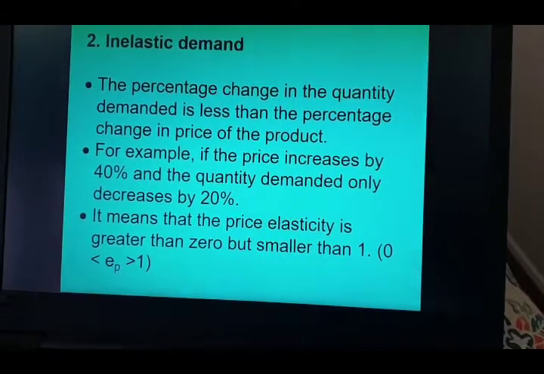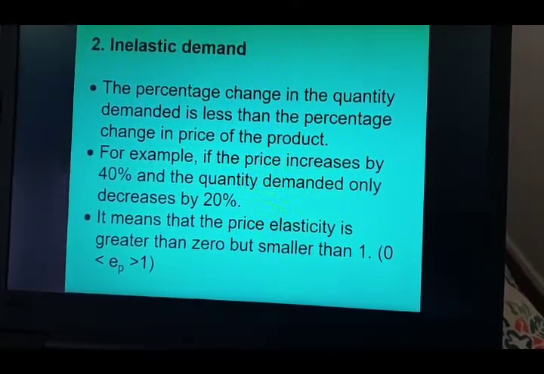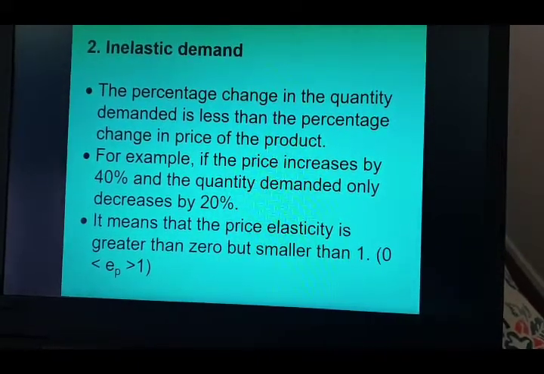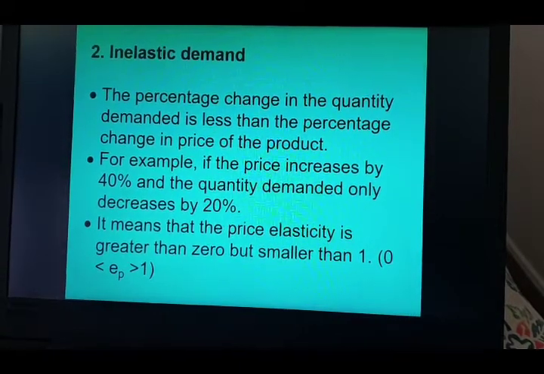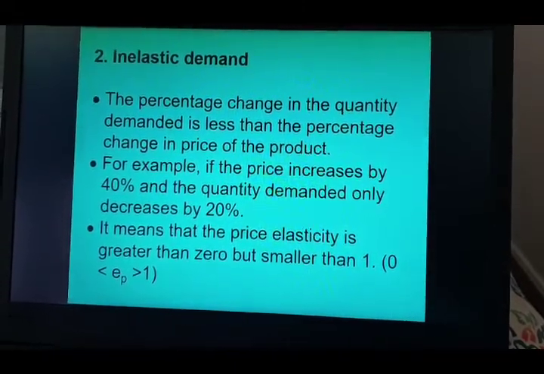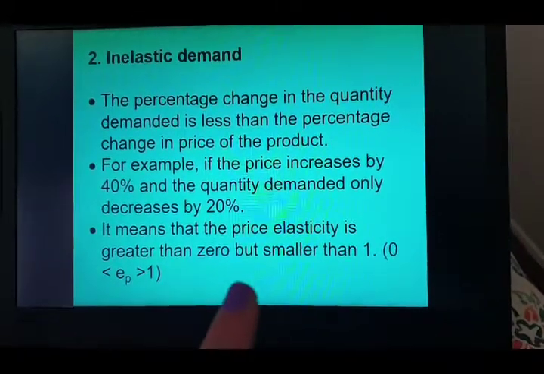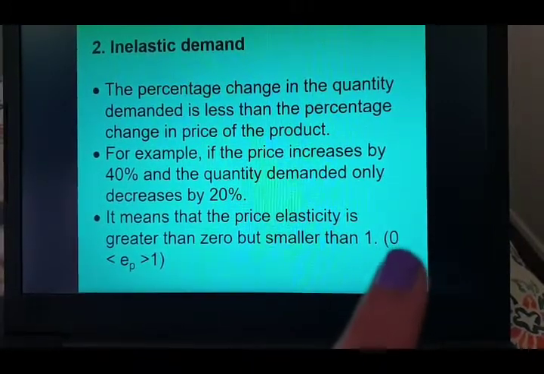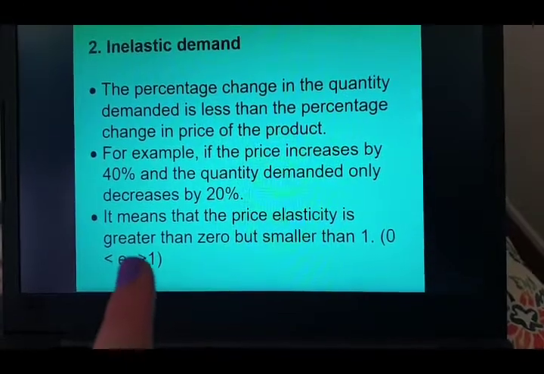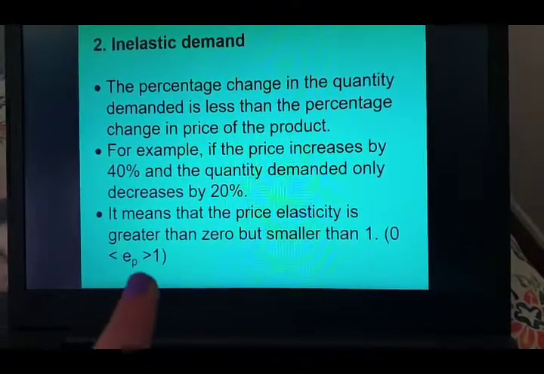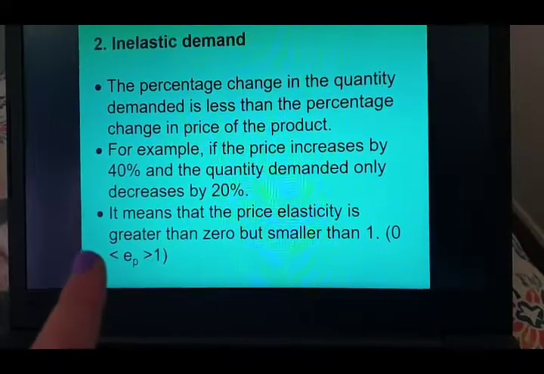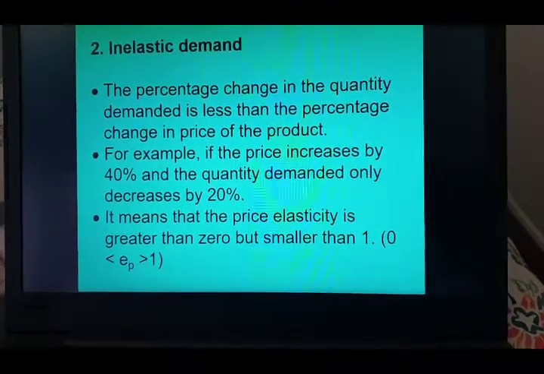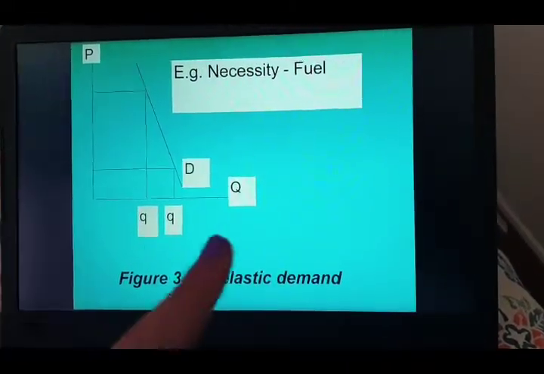Inelastic demand: the percentage change in the quantity demanded is less than the percentage change in the price of the product. For example, if the price increases by 40% and the quantity demanded only decreases by 20%, it means that the price elasticity is greater than 0 but smaller than 1. So again, we can use that as a fact, and we can also use the equation, which means price elasticity is smaller than 1, but it is bigger than 0. That will be our graph there.